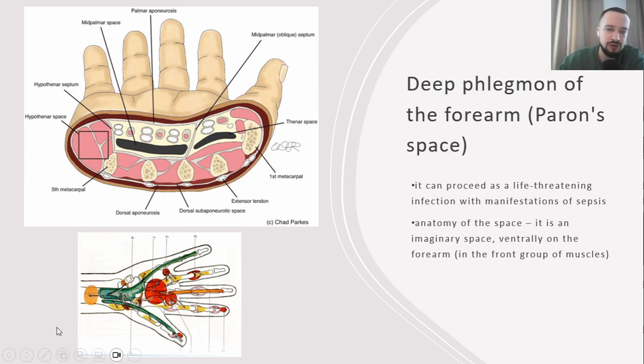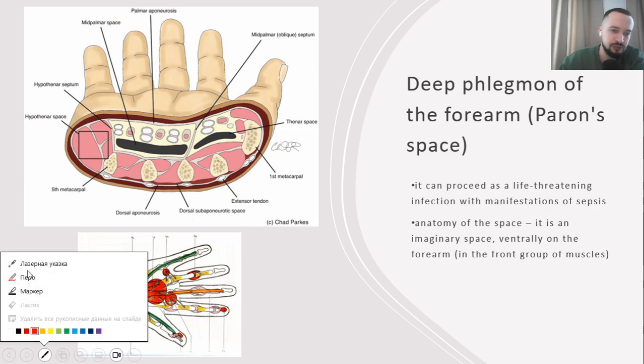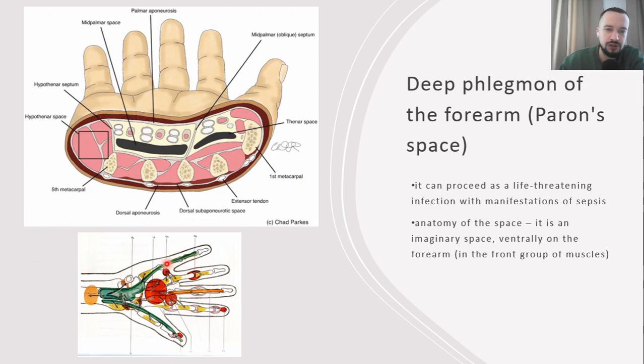Deep phlegmon of the forearm. Yes, this is the V, this is the V, and this is a purulent space. Yeah, you see that we have a space with second, third, fourth finger, and the first and fifth finger have their own space. What will connect there?